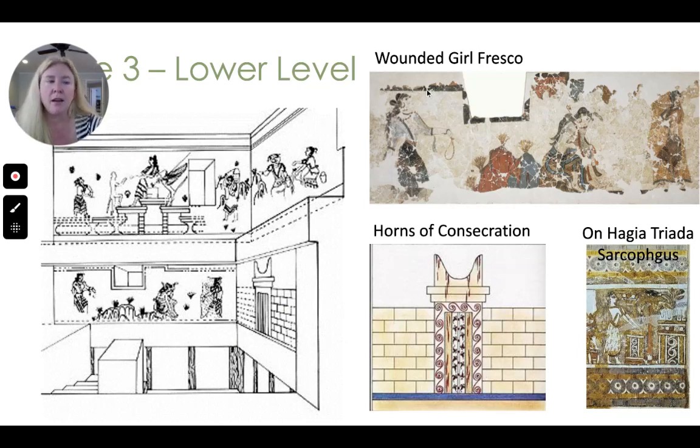Now we get to this other panel where we see the horns of consecration. Just to show you what they looked like in other art, this is that Aya Triada sarcophagus that I showed you in class. This is the opposite side from the one that I showed you. Here you have a Minoan shrine, and on top of it you can see all of these little tiny horns of consecration. This is how the roof line of a Minoan shrine was decorated.